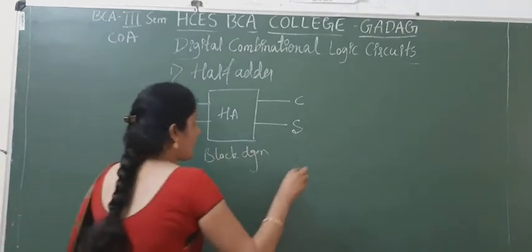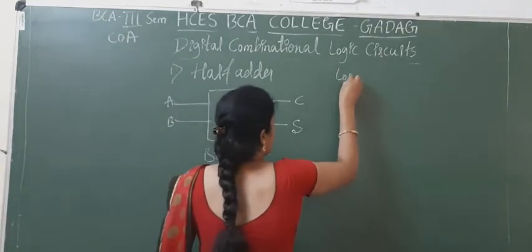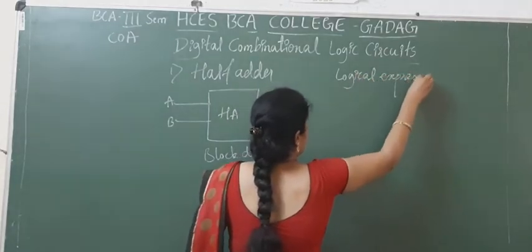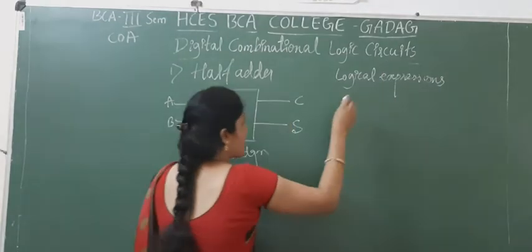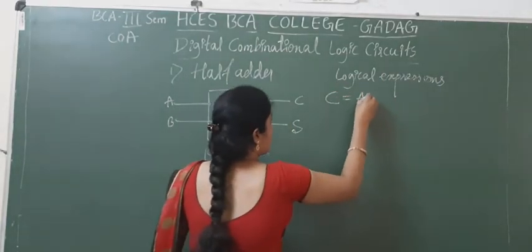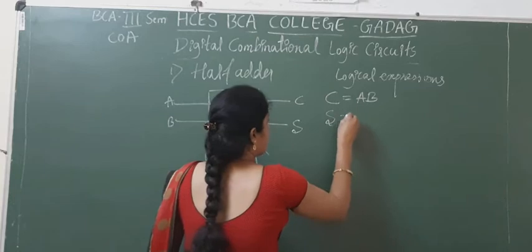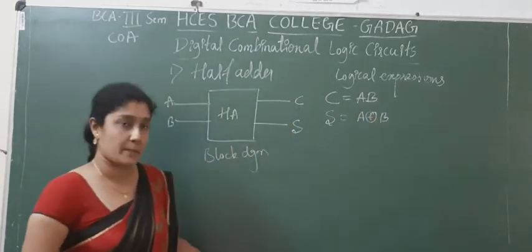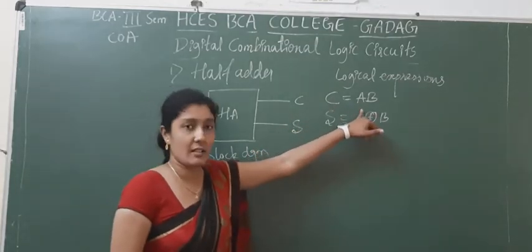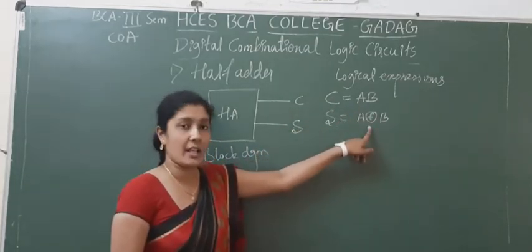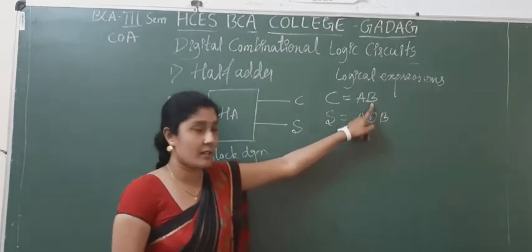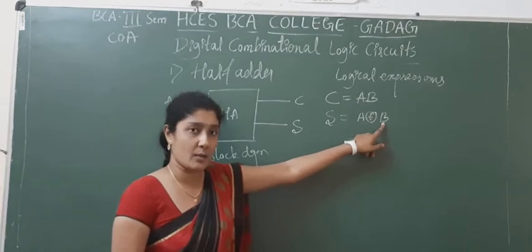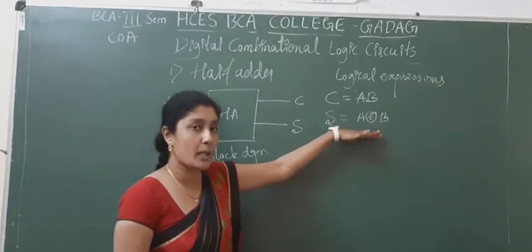Then the logical expressions. The logical expressions are carry is AB and sum is A XOR B. So AB is nothing but which gate it is? AND gate. A XOR B is nothing but XOR gate. Now we shall write the truth table for this.